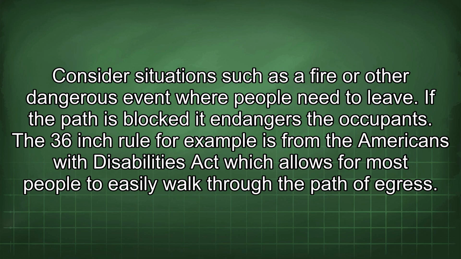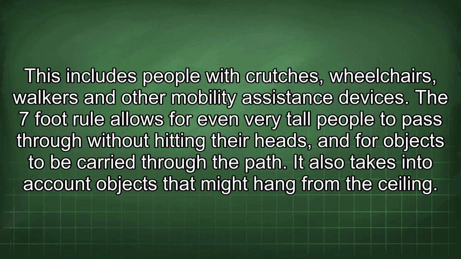The 36-inch rule, for example, is from the Americans with Disabilities Act, which allows for most people to easily walk through the path of egress. This includes people with crutches, wheelchairs, walkers, and other mobility assistance devices. The 7-foot rule allows for even very tall people to pass through without hitting their heads, and for objects to be carried through the path. It also takes into account objects that might hang from the ceiling.